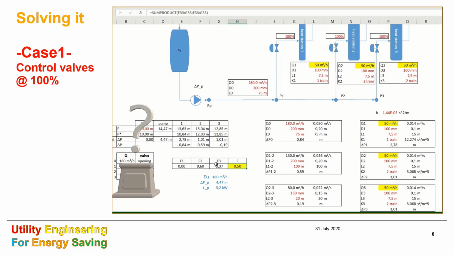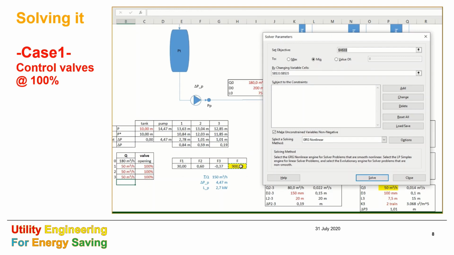And we are using now the Excel solver. The solver says that the functions f1 square plus f2 square plus f3 square must be 0. It can also be written as a sum product among the three functions. The objective cell is the function f, which must be put to minimum, hopefully to 0. And the variable cells to be looked for are the three flows Q1, Q2, and Q3.